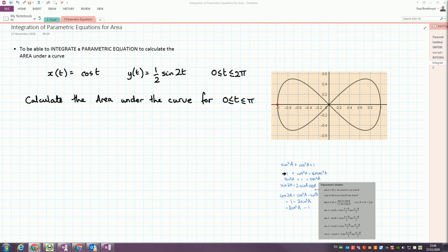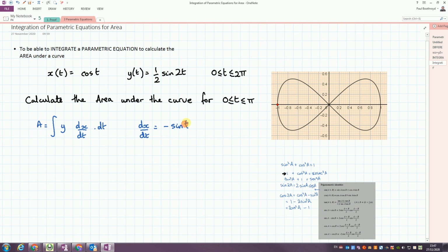Okay, so just getting to that point. There we go. So our first point is we want to do the integral. The area is the integral of the function y, which is in terms of t. We want to do area as y dx, but we haven't got x on its own, we've got x in terms of t, so we need to convert it to a form of t. First of all, start with our dx/dt, and that gives us minus sine of t.